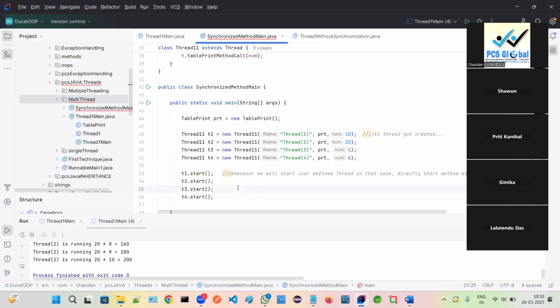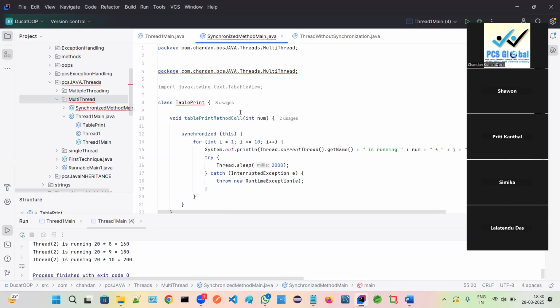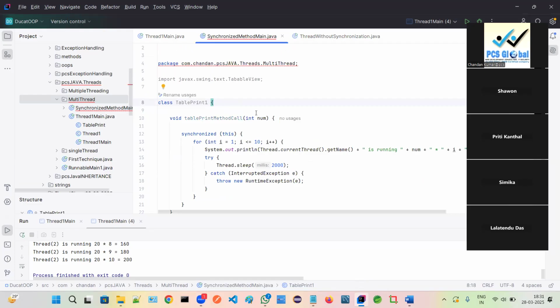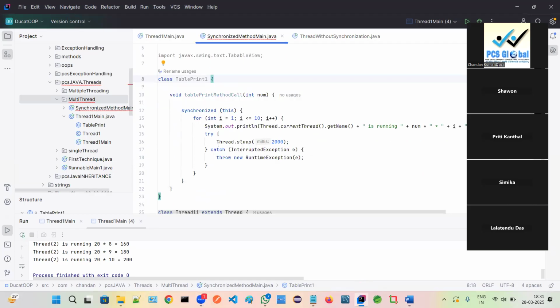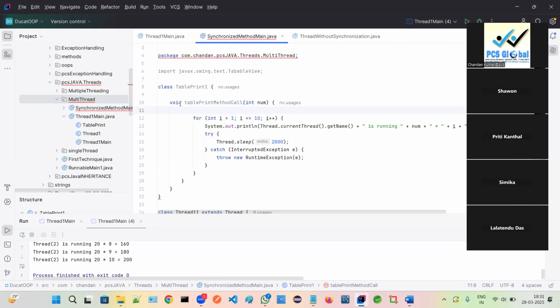Now, just go above. Print table is already available in the same package, right? So print table one. Fine. Now, instead of using a synchronized block, we'll use a synchronized method to achieve what? Data consistency.